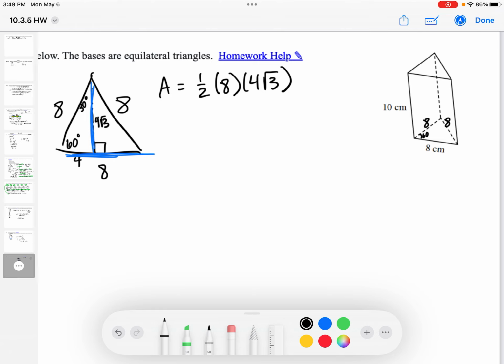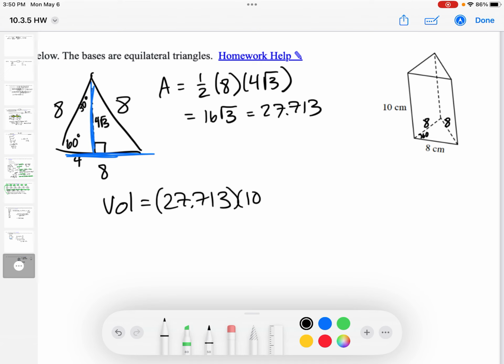I could multiply these out. My exact answer would be 16 times the square root of 3, which is 27.713 if I put it in my calculator. All right, that's the area of one base. Okay, so what is the volume of my whole prism? It is the area of my base, 27.713, times the height, which is 10. They gave that to us. So 277.13 cubic centimeters is the volume of my prism, the area of the base times the height.